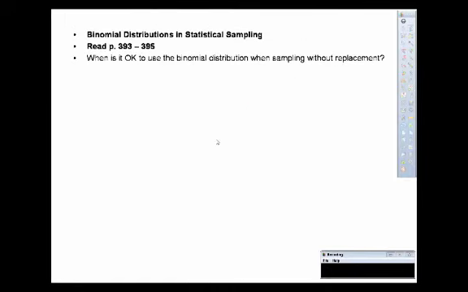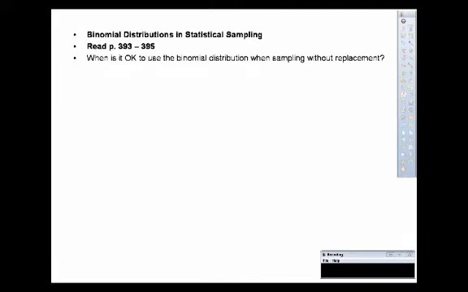All right. And binomial distributions in statistical sampling. I think we just ran out of paper. We just had this extra little bit on this. This probably should be in the next lesson, but it's okay.